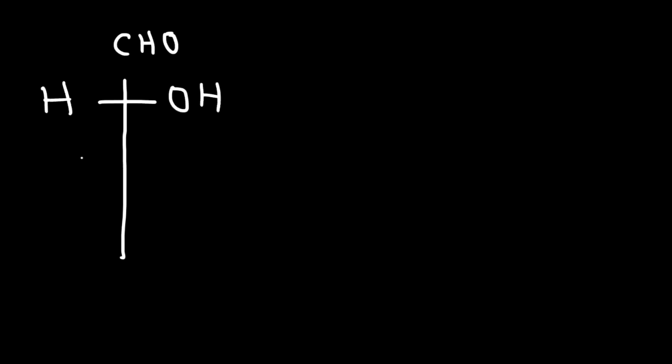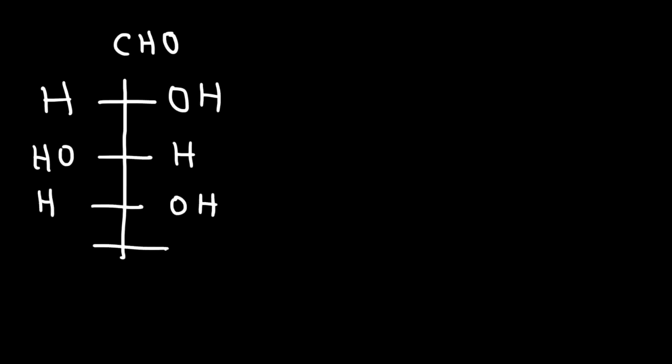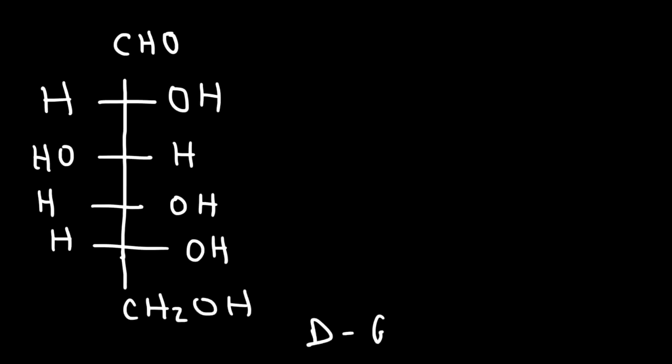So since glucose is so important, let's draw the Fischer projection of it. So glucose has an aldehyde functional group. You can see the CHO at the top. And it's basically a polyhydroxyaldehyde. It has many hydroxyl groups, and it also has many chiral centers. So this is called D-glucose.